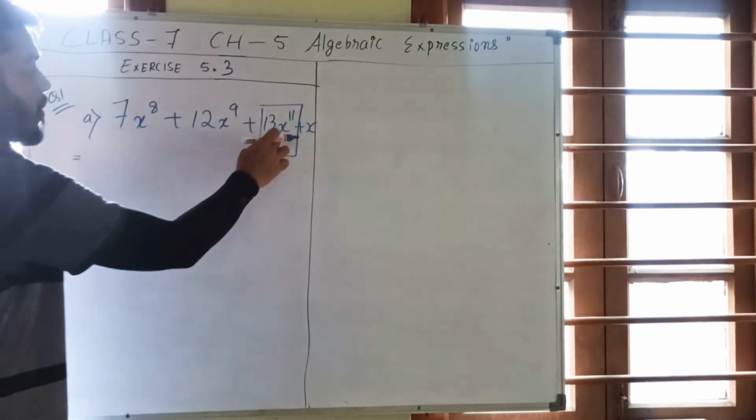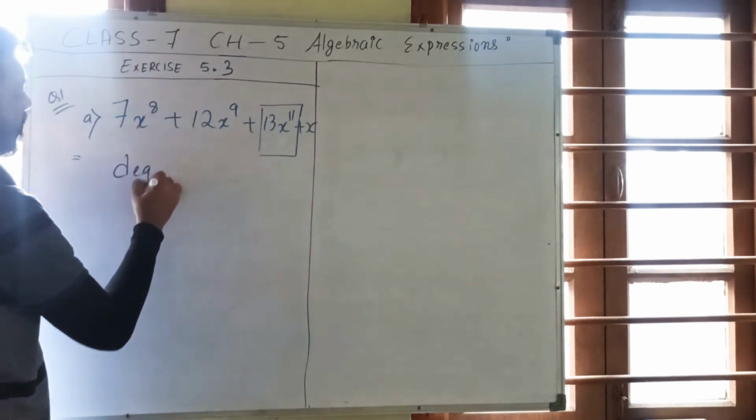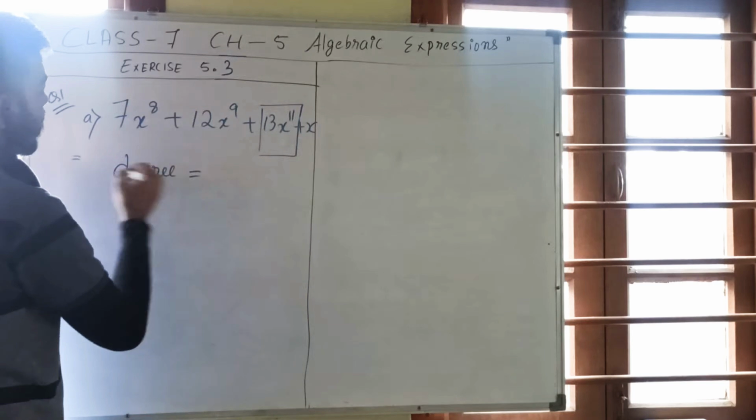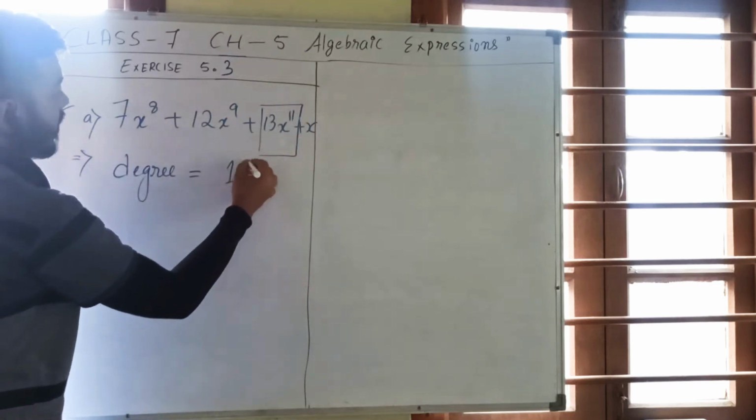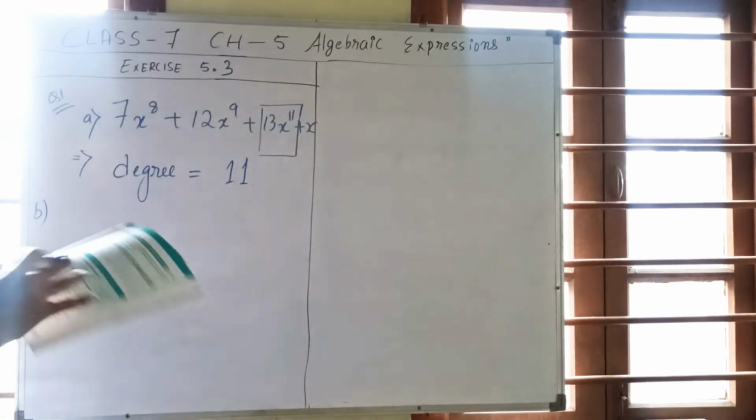So the highest power is 11 and the highest number is 13, right? So you write here degree. In this question the degree is 11. Correct? I hope this is understood. Let me show you another question.